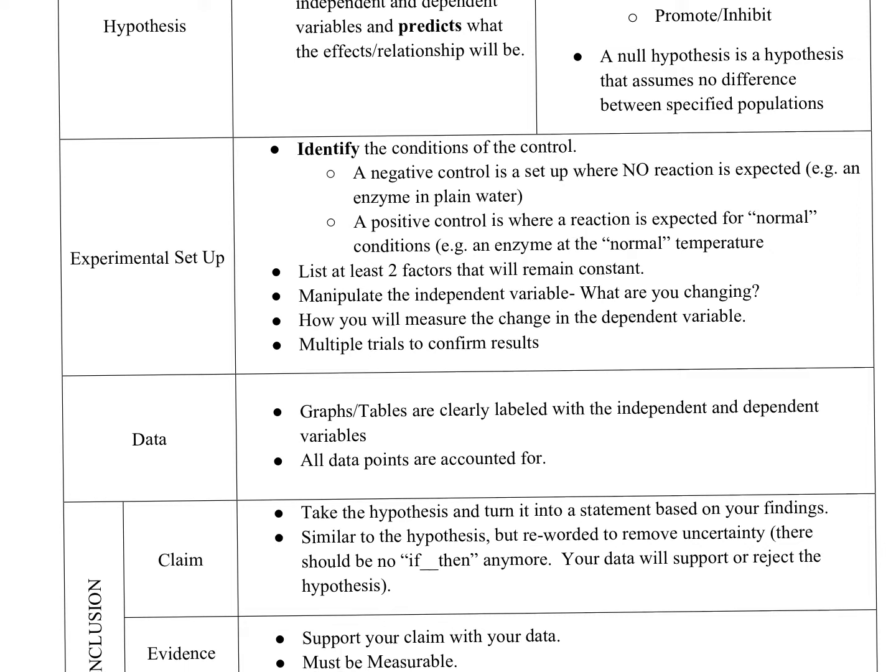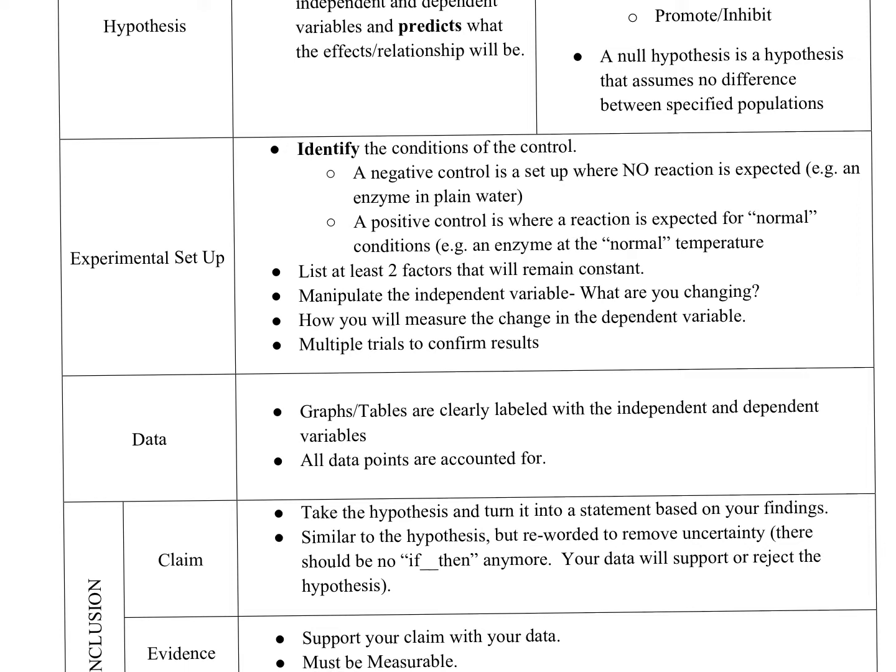We start the experimental setup with the conditions of the control. Now, in every experiment, your control is going to be the baseline you're going to compare all other experimental setups to. So your control serves as a way to compare whether or not something got better or worse in your experiment.